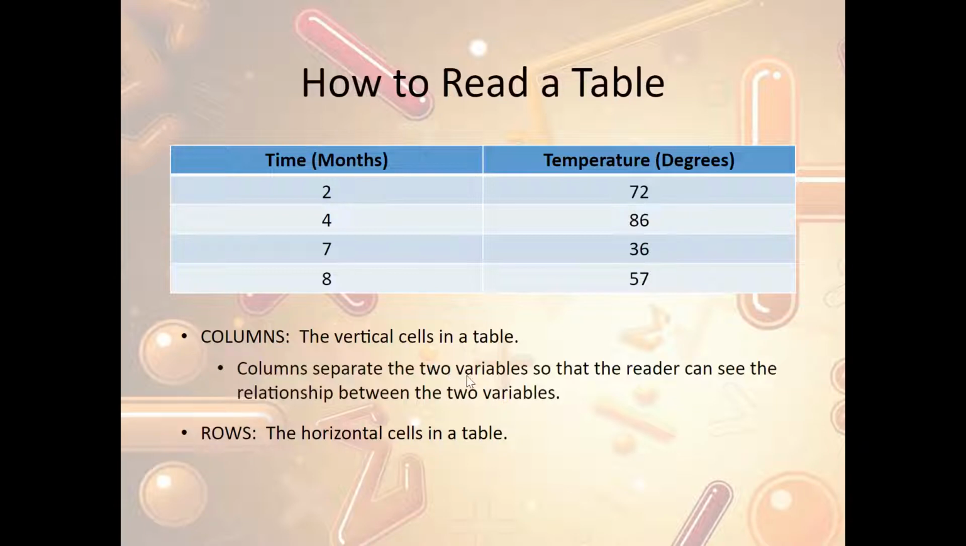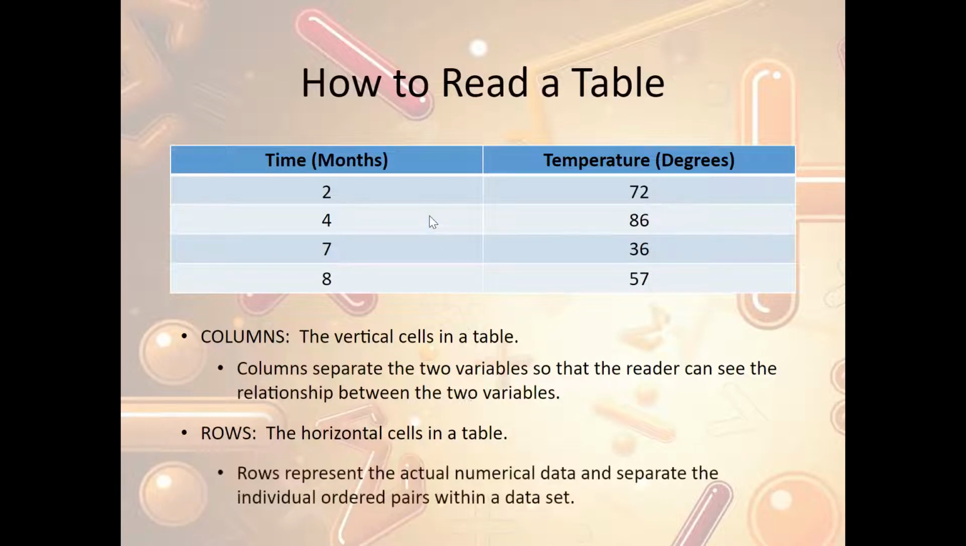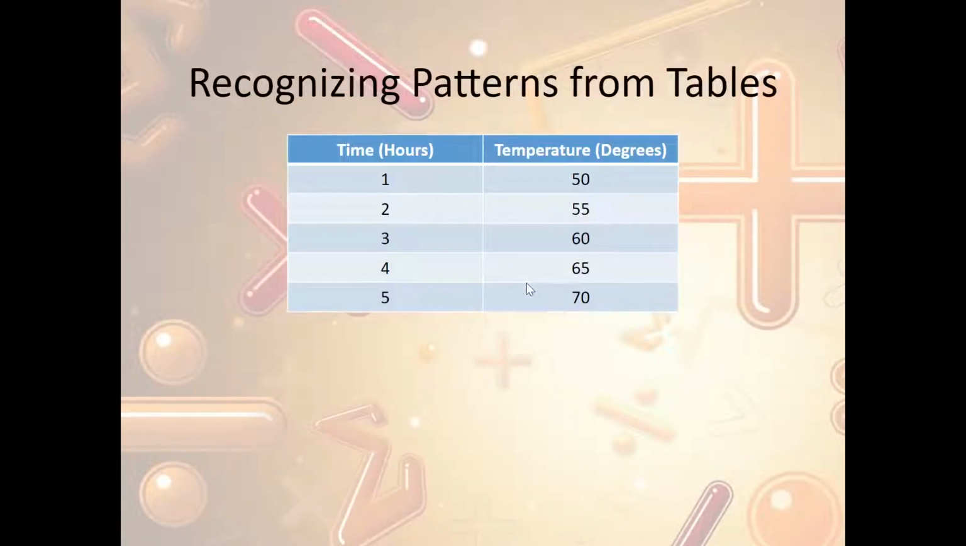Now the columns separate the two variables. So this separates time from temperature. And the rows separate the actual data. So this is a data point. This is a data point. This is a data point, and this is a data point. So in this case, we're going to try to recognize what pattern we see in the columns. So if we look here at the time, we see that each time we go down one level on the rows, that we're adding 1.